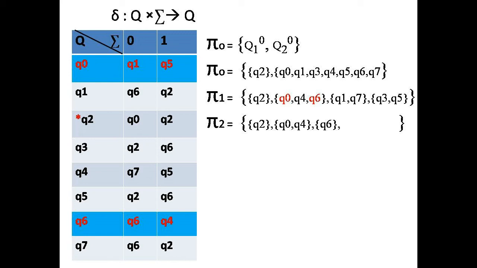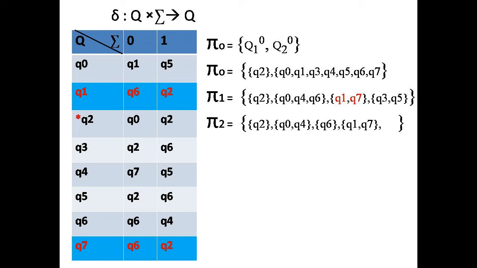Then in the pi 1 step we compare Q0 and Q6 states. For Q0 and Q6 on 0 input symbol, the entries are Q1 and Q6. Q1 and Q6 are not in the same set in pi 1 equivalence. Therefore, Q0 and Q6 are not pi 2 equivalent. We separate this state. Q6 is separate from Q0.